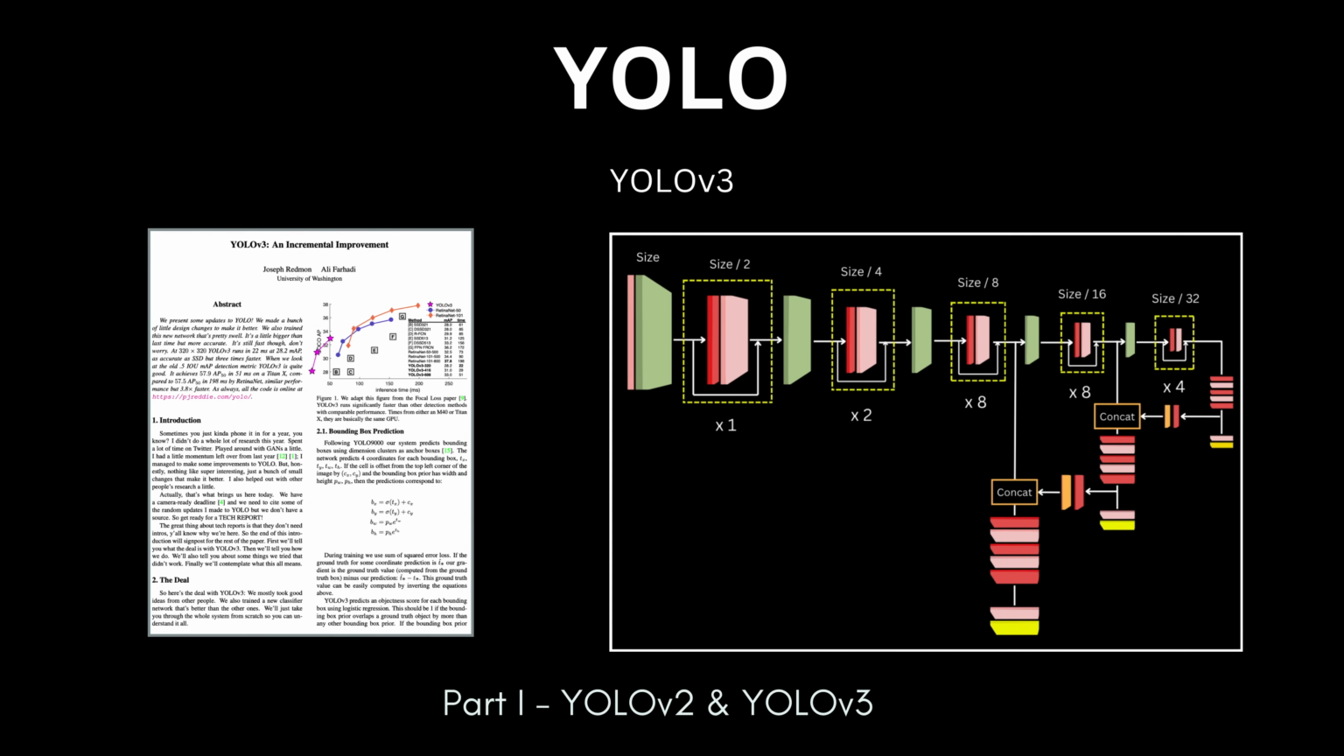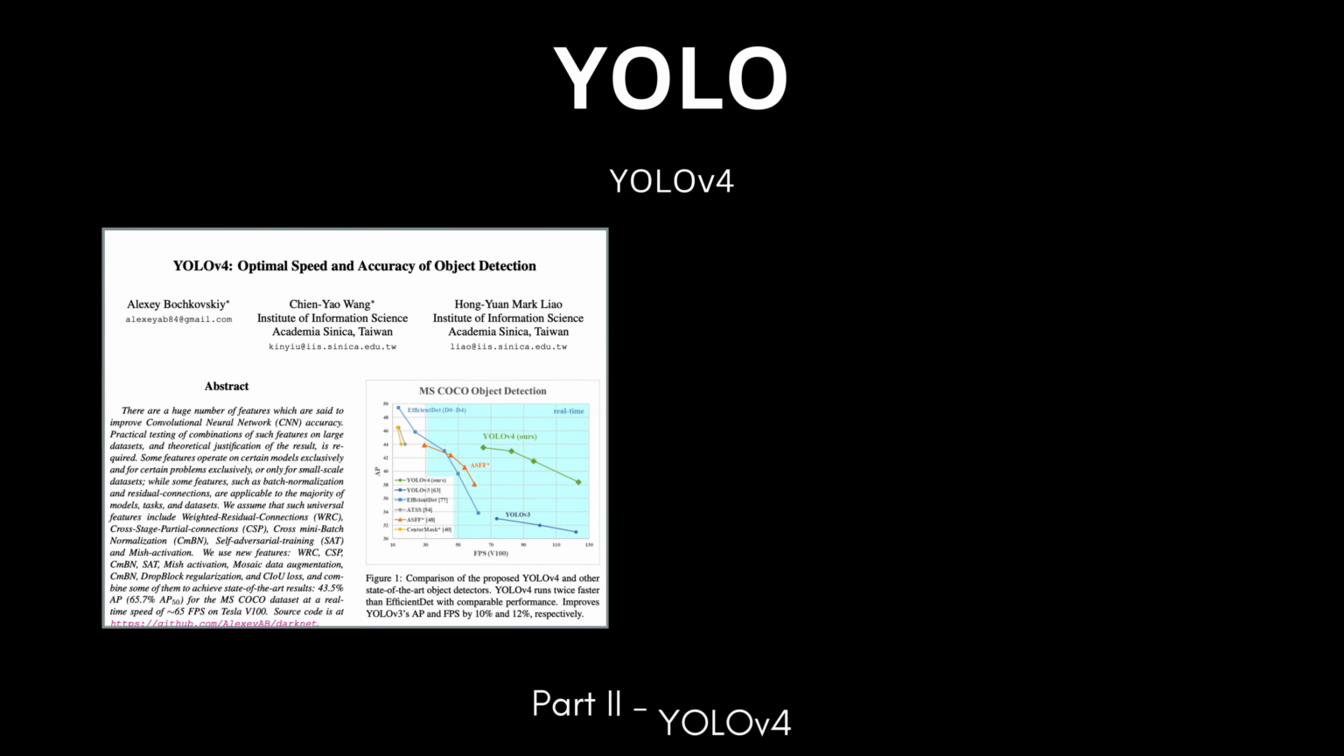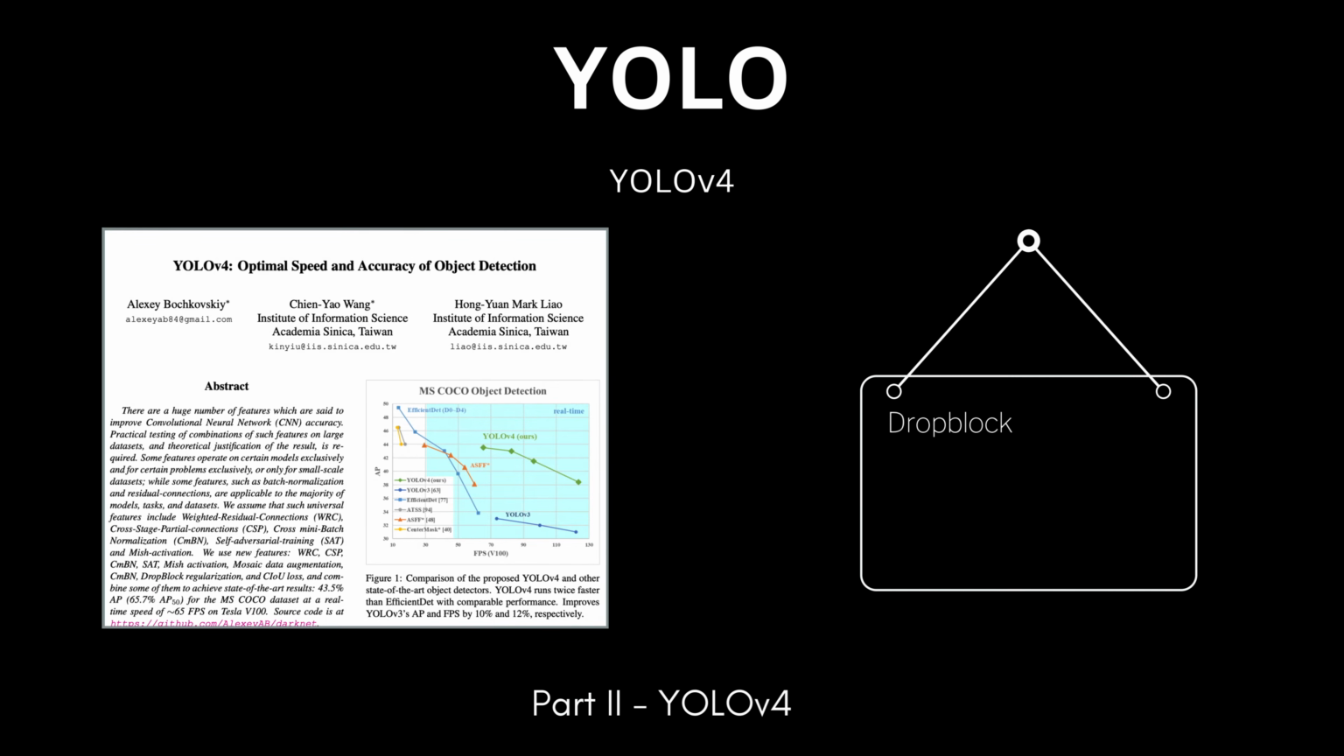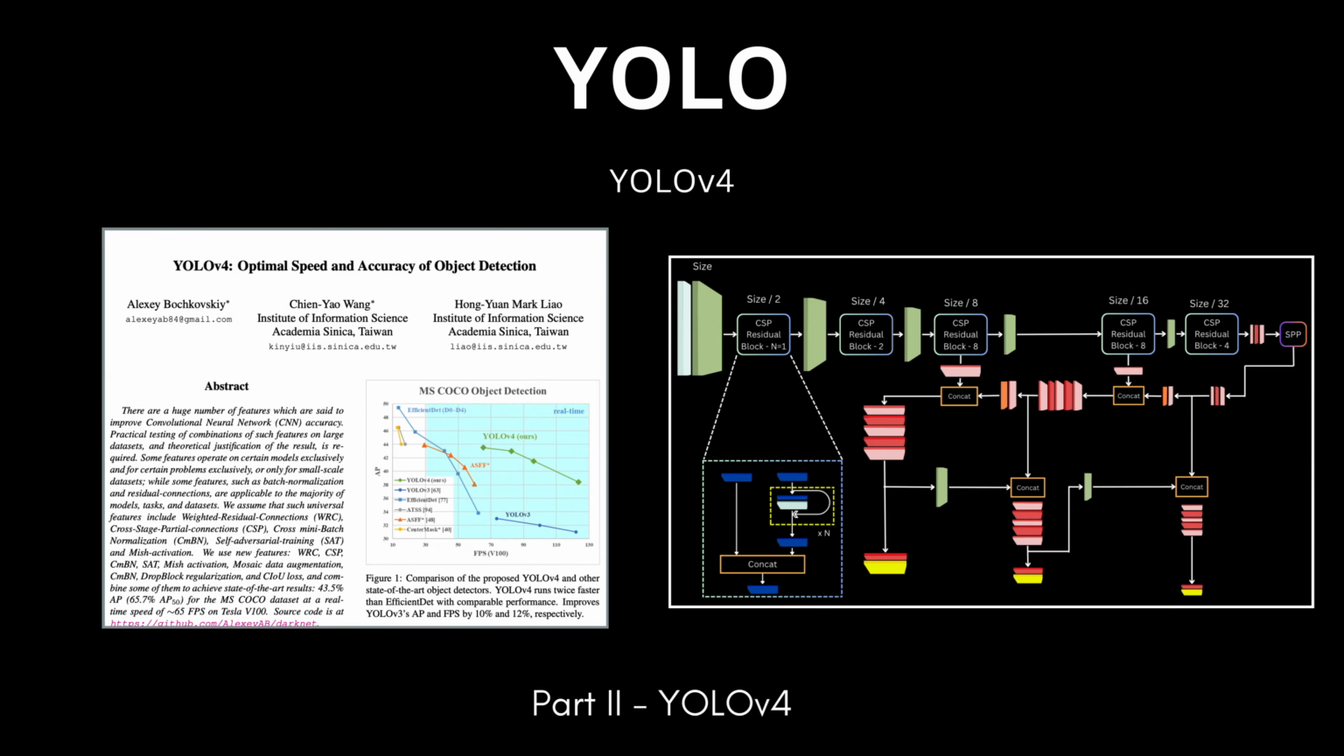In the next part, we'll deep dive into all the components of YOLO v4, like drop block, cross-stage partial connections, complete IOU loss, and so on. And just like the first part, at the end, understand the architecture of YOLO v4 in detail. Finally, in the third and last part, we'll cover YOLO v5. So let's begin this one with YOLO v2 or YOLO9000.